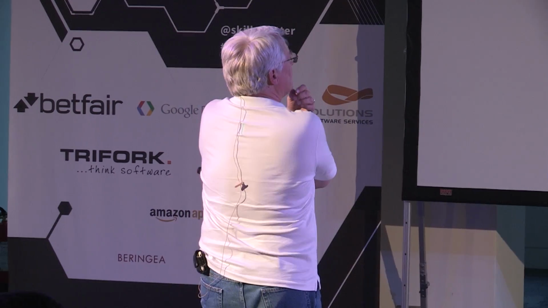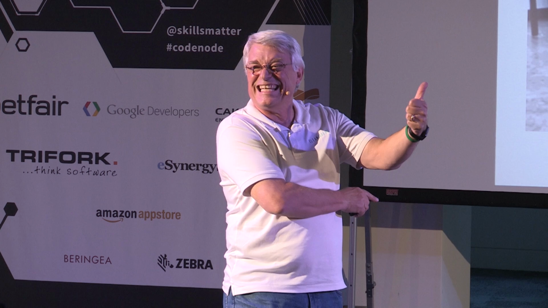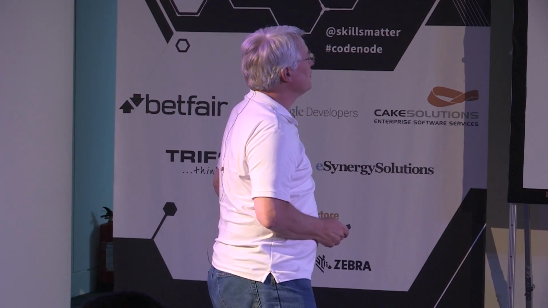Here you've got Ken Thompson and Dennis Ritchie, 1968. We're still only 22 years after the first code had been written. These guys are sitting in the basement of AT&T. They're coming up with C and Unix. These guys were disciplined mathematicians.